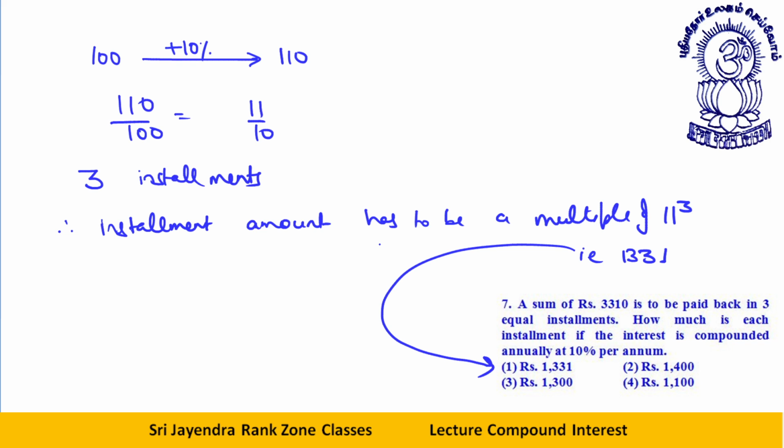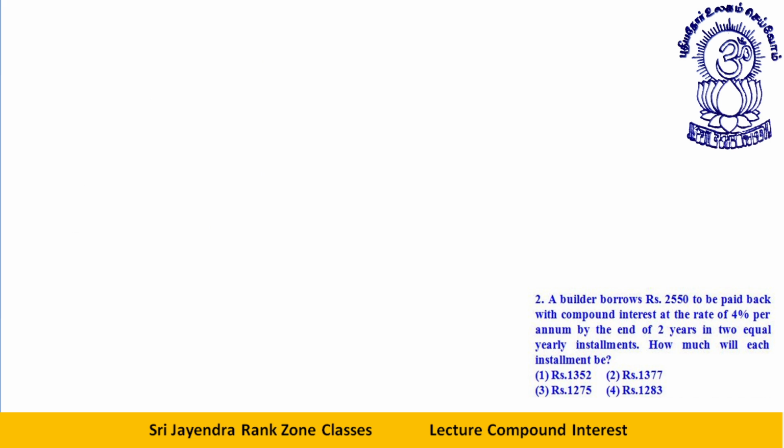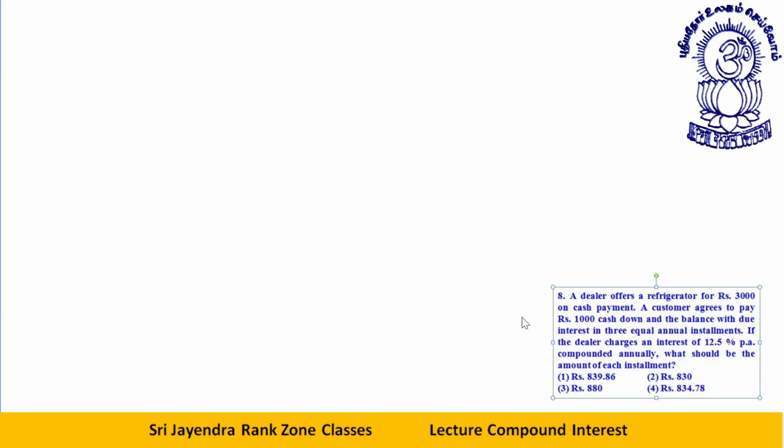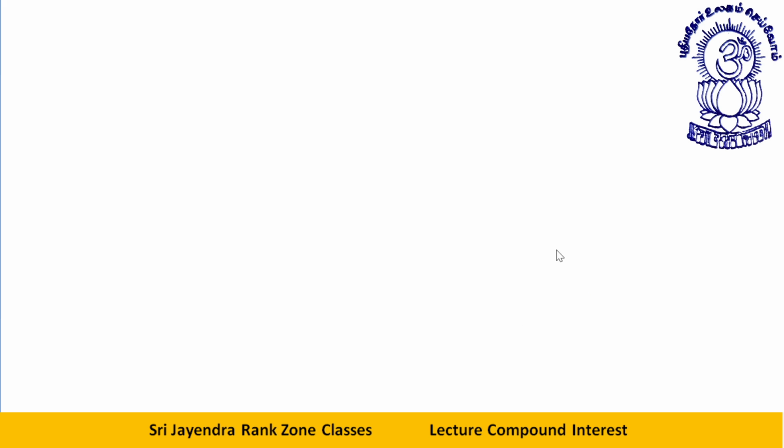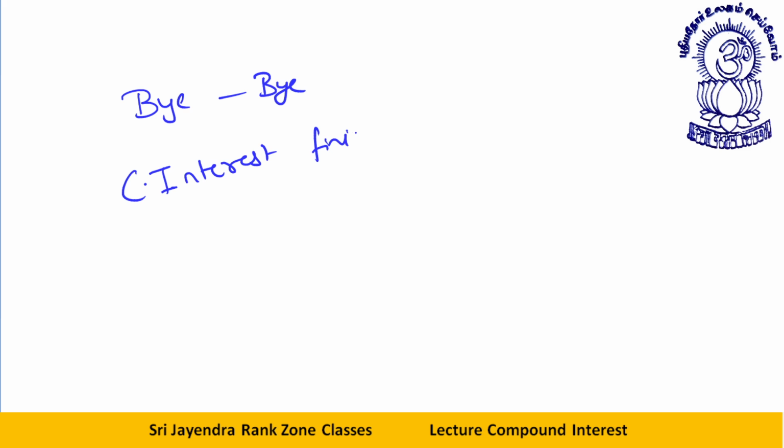Okay, dear students, let's take one more and then I'll wind up. We have done all possible types of questions in this chapter, and this is the last question for the exercise. In fact, that is enough, I hope. So from my side, it's a bye bye. Compound interest over. Compound interest finished. We have done all possible types of questions.